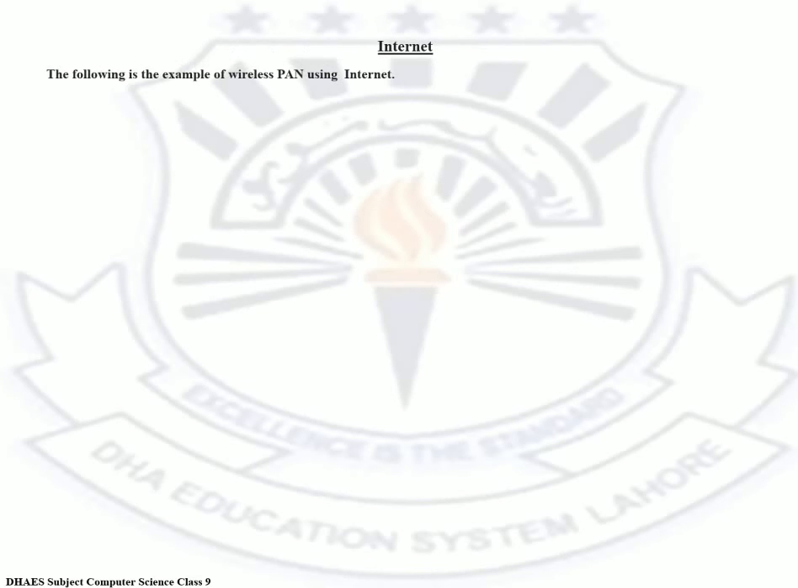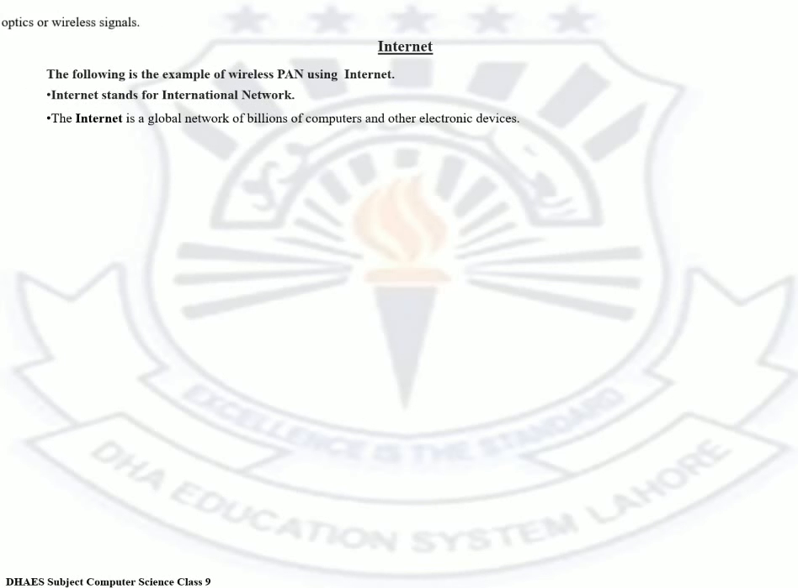Internet. The following is the example of wireless PAN using Internet. Internet stands for International Network. The Internet is a global network of billions of computers and other electronic devices. Computers on the Internet are connected together using telephone lines, fiber optics, or wireless signals.